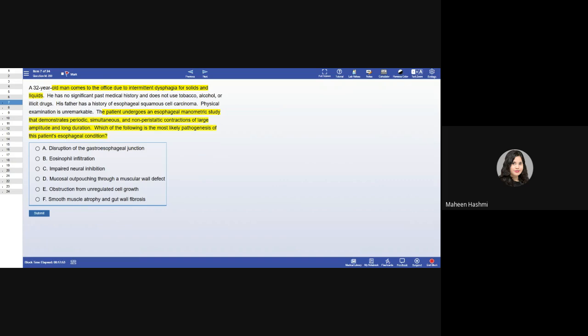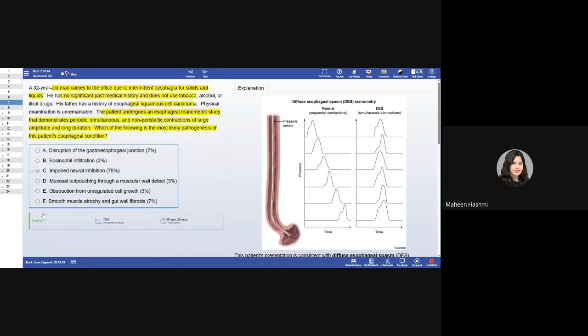So for solids and liquids, he has no significant past history. His father has a history of esophageal. Now they have given something to confuse you as well, right? Physical examination is unremarkable, and these are the findings that were found. What do you think is happening? It's achalasia. Okay, so what is the answer? C, impaired neural inhibition. Very good.